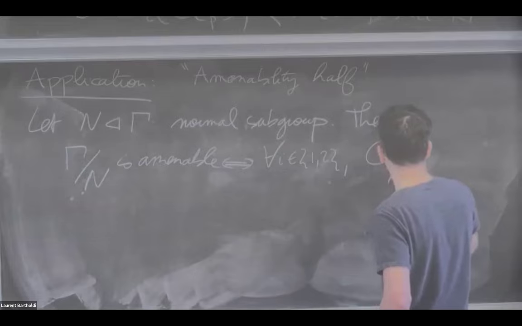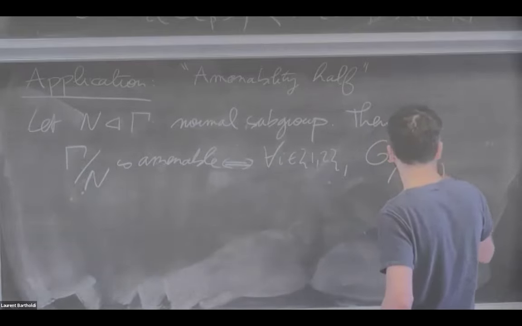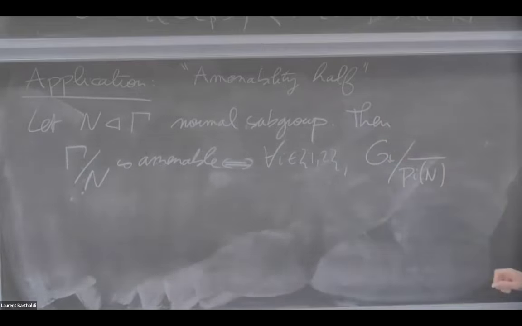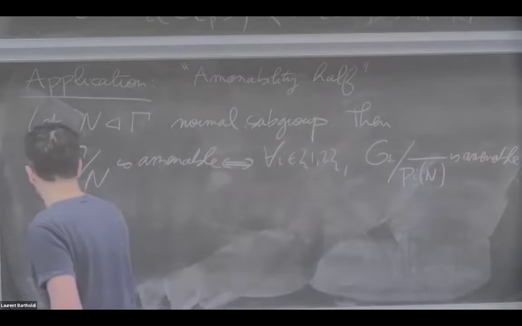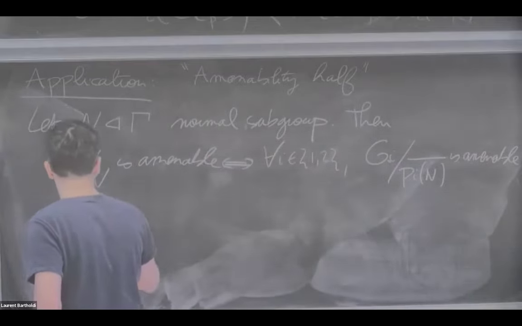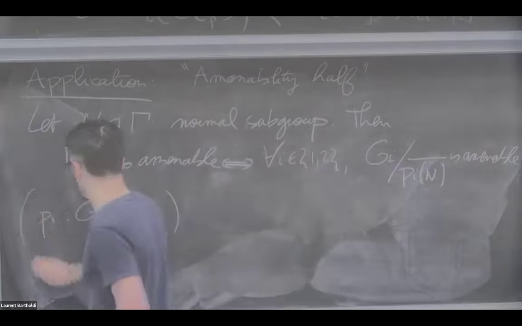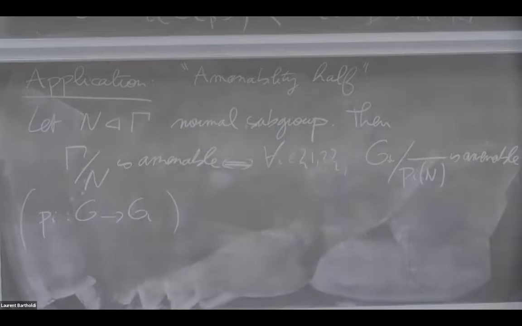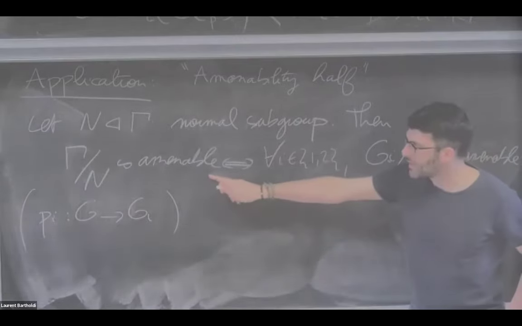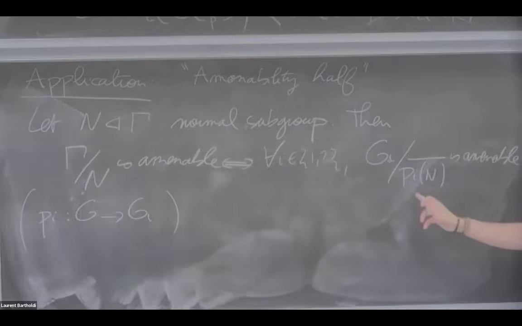Then the quotient G_i mod the projection of n into the G_i closure is minimal. And here what I denote by P_i is just the projection. Assuming that gamma mod n is minimal, it is very easy to deduce that this is minimal. This is just an exercise. And the hard part, of course, is to go the other way around.